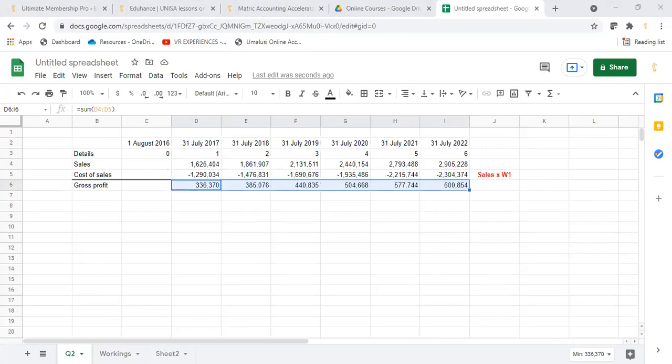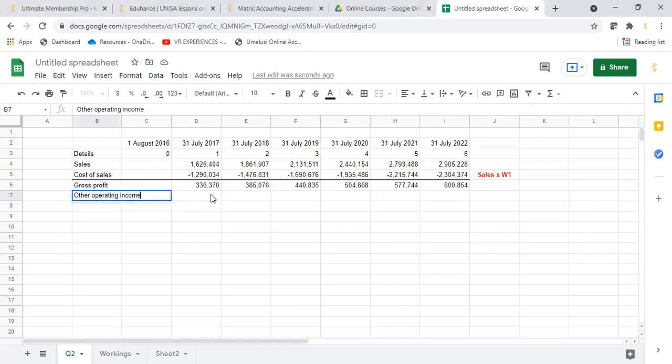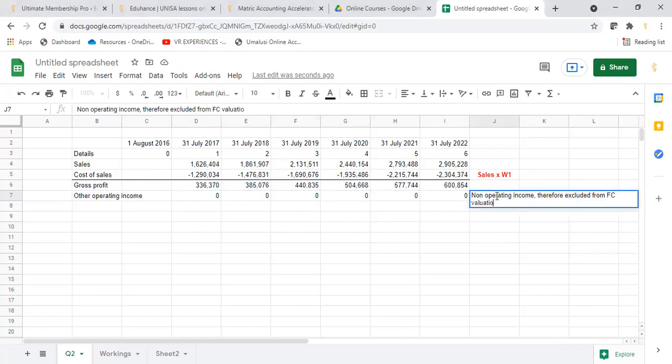Okay. So you don't have to include it, but I'm going to include it just for explanational purposes. Okay, so here we're going to have your other operating income. This is going to be zero. You don't have to include it. You can just leave it out. I'm just going to do this so you understand why I'm doing this. So non-operating income, therefore excluded from free cash flow valuation. Okay, so just so you know.